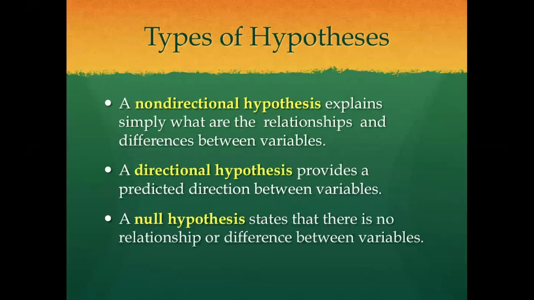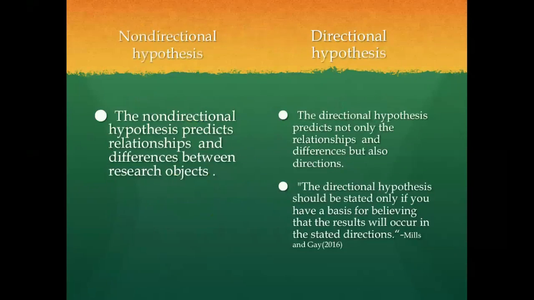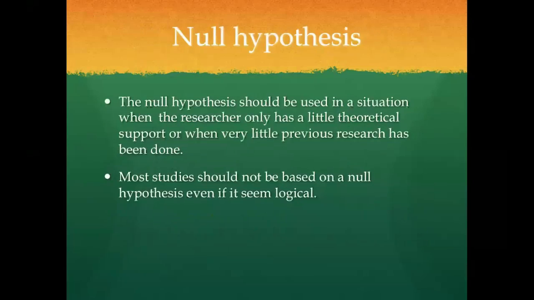So here we talk about the non-directional hypothesis and directional hypothesis a little more in depth. The non-directional hypothesis predicts relationships and differences between research objects. The directional hypothesis predicts not only the relationships and differences, but also directions. The directional hypothesis should be stated only if you have a basis for believing that the result will occur in the stated directions. The null hypothesis is used in a situation when you have little theoretical support or not very much research has been done. Most studies should not be based on a null hypothesis.